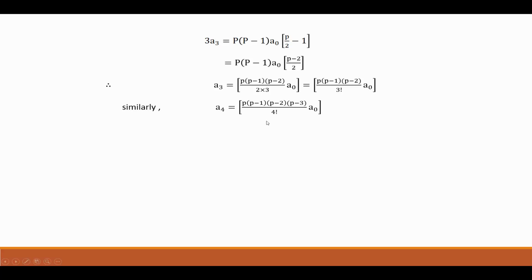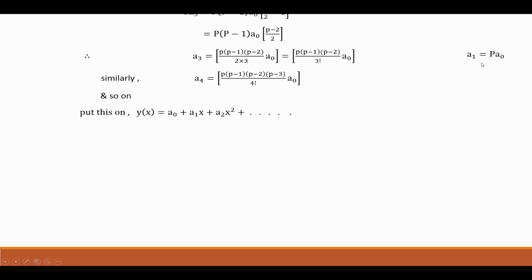Put the values of a1, a2, a3, a4 in equation 1, y of x equal to a0 plus a1x plus a2x square plus dot dot dot. Now we know the value of a1 is pa0, a2 is p into p minus 1 upon 2 factorial a0, a3 equal to p into p minus 1 p minus 2 upon 3 factorial a0, a4 is equal to p into p minus 1 p minus 2 p minus 3 upon 4 factorial a0.